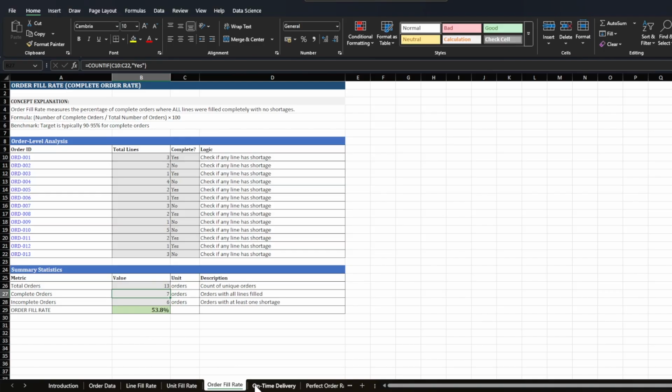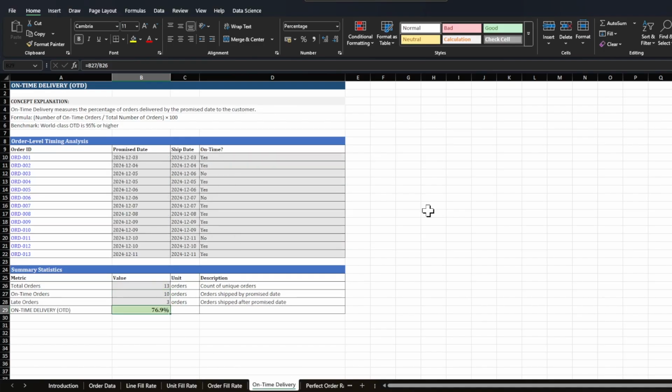Let's move to the next one, which is on-time delivery. On-time delivery measures the percentage of orders delivered by the promise date to the customer. So here we are checking, for all of the orders we have, what is the promise date, which we are getting from the index match formula. And then what is the ship date for it? And then we check if our ship date is on or before the promise date, it means we are on time. If we are shipping after the promise date, then we are late. So whenever we are on time, it will say yes, and whenever we are late, it will say no.